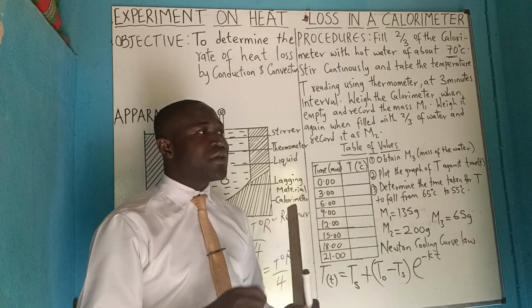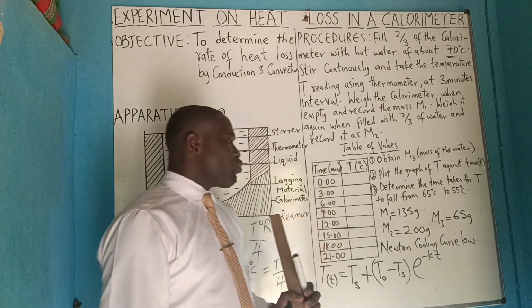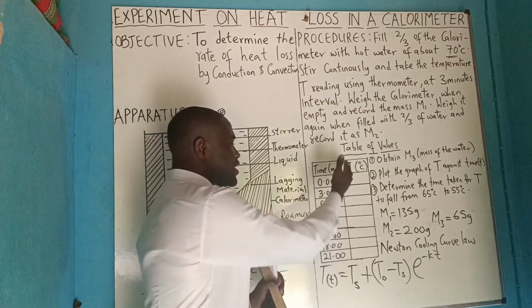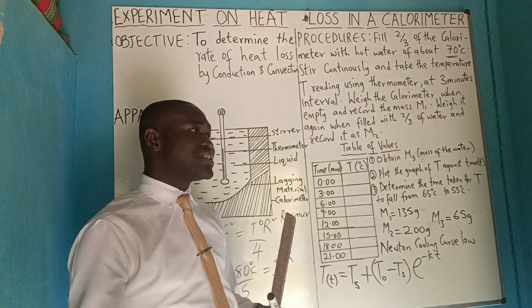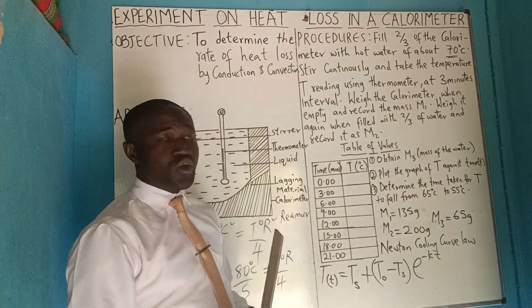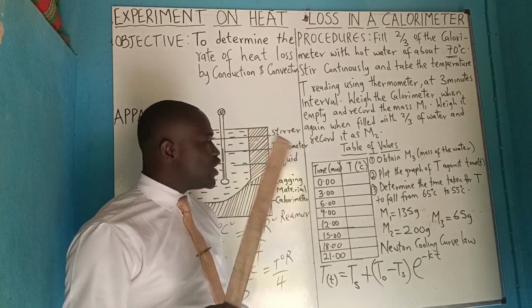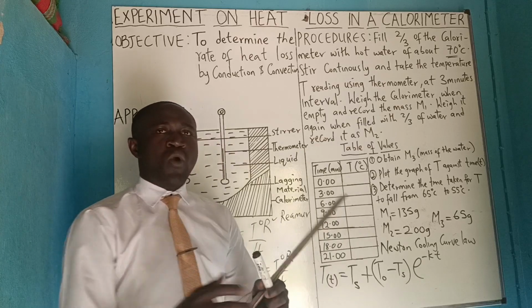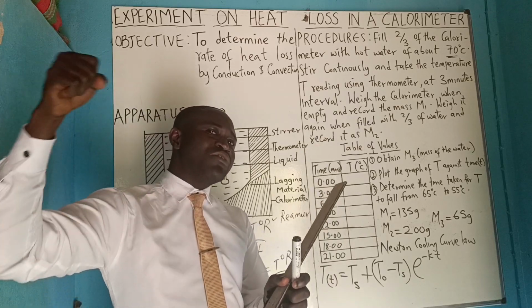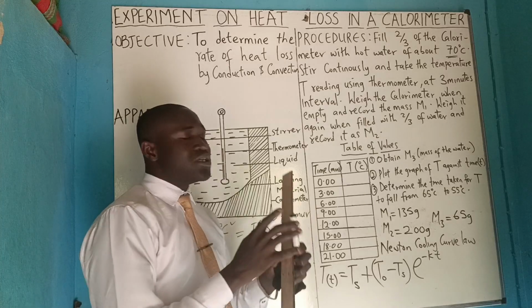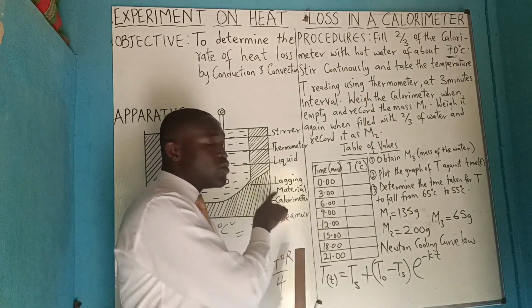E means 2.718. Now, how do we use this formula to get our readings, our table of values, as fast as possible? For us to use it, the only thing you need to do is to check when you pour that 70 degrees Celsius water inside this calorimeter.